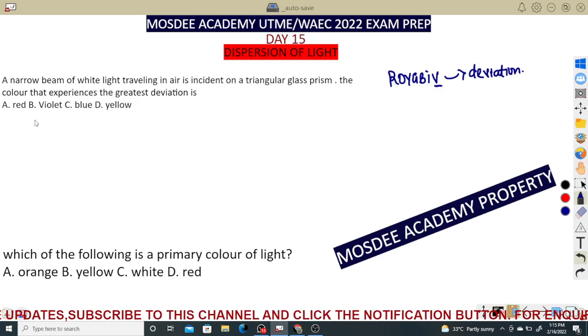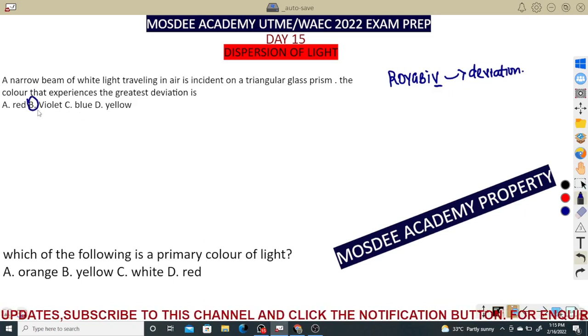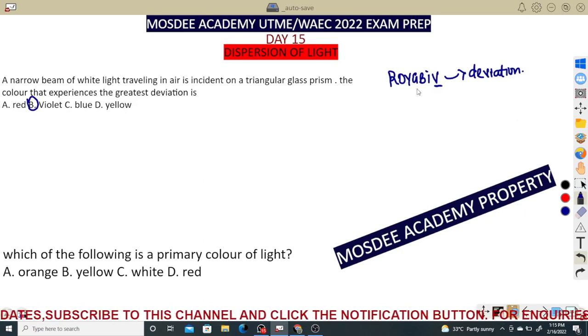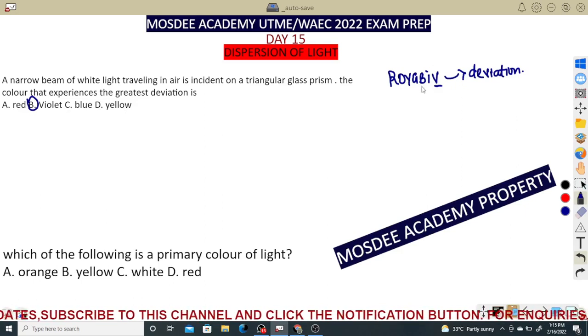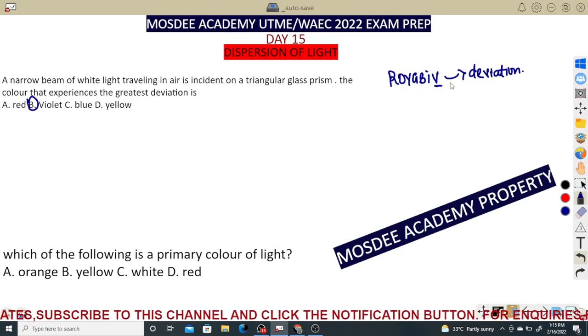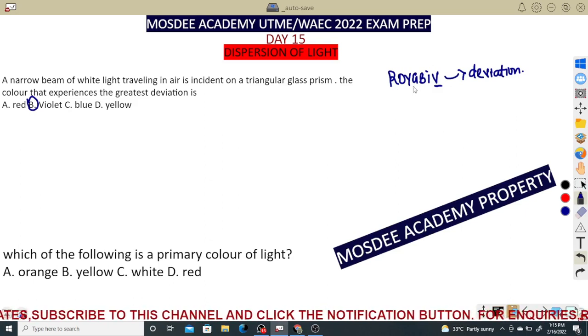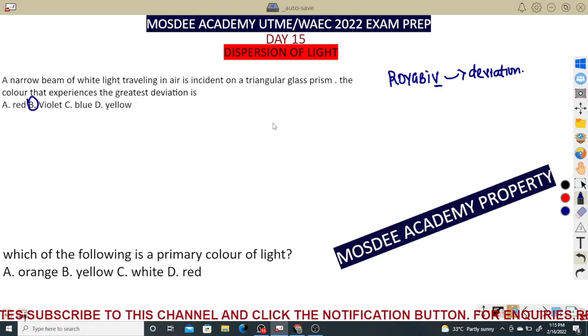Violet has the highest deviation, and thank God it is in the options. But in some cases, violet may not be in the options. If violet is not in the options, let's consider three other options between red, blue, and yellow. Which one has the highest deviation? The answer is blue. You can see blue is the next in terms of deviation. Deviation is increasing like this, whereby speed and wavelength are decreasing. I hope students understand that.